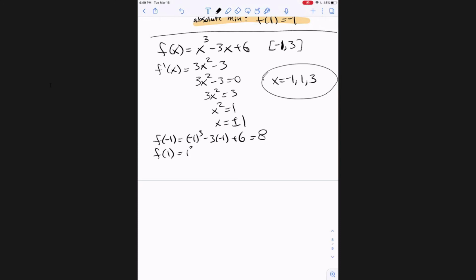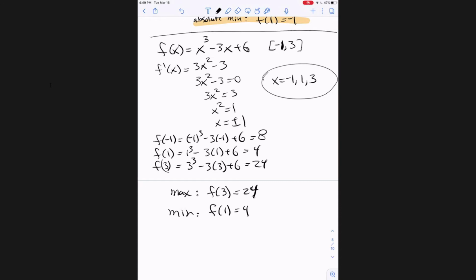F of 1 is equal to 1 to the third minus 3 times 1 plus 6. So that's 1 minus 3 is -2, plus 6 is 4. F of 3 is 3 to the third minus 3 times 3 plus 6. 27 minus 9 is 18, plus 6 is 24. All right, so the highest one is 24. So the absolute max is f of 3 equals 24. For the absolute min, you look at the y value, which is 4, so that's the minimum. So f of 1 equals 4.